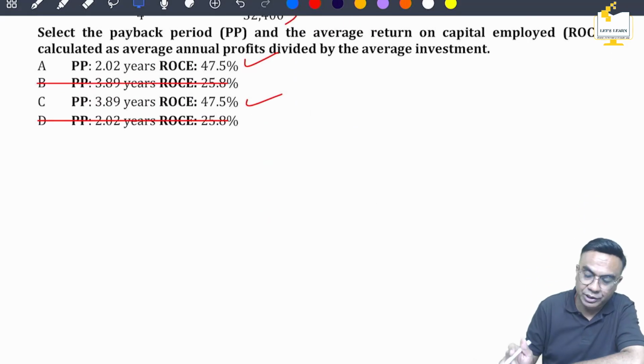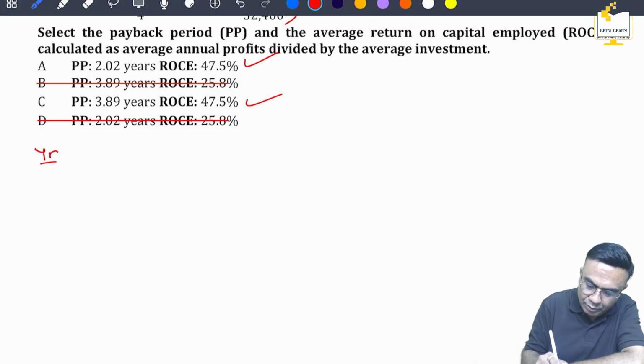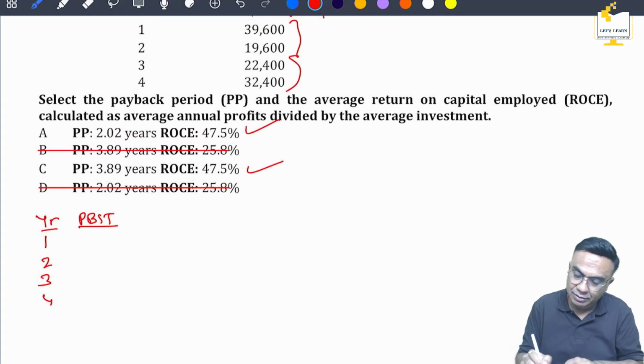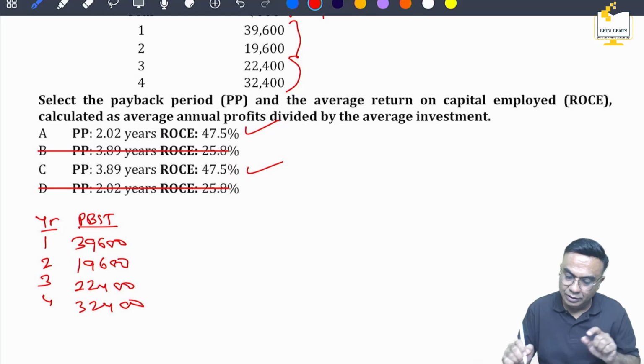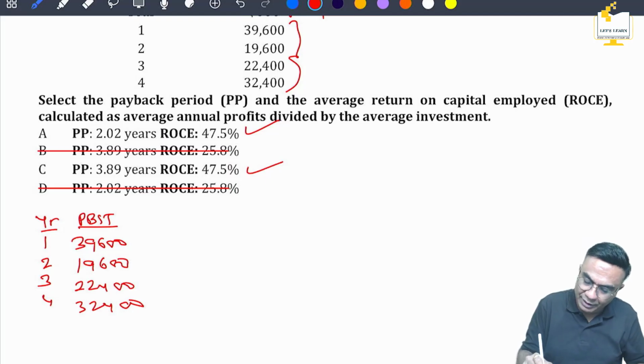So I'll do the working over here. Year 1, 2, 3, 4. You are given profit before interest and tax. How much is it? 39,600, 19,600, 22,400 and 32,400. Then you add back depreciation. Depreciation is 25,200.